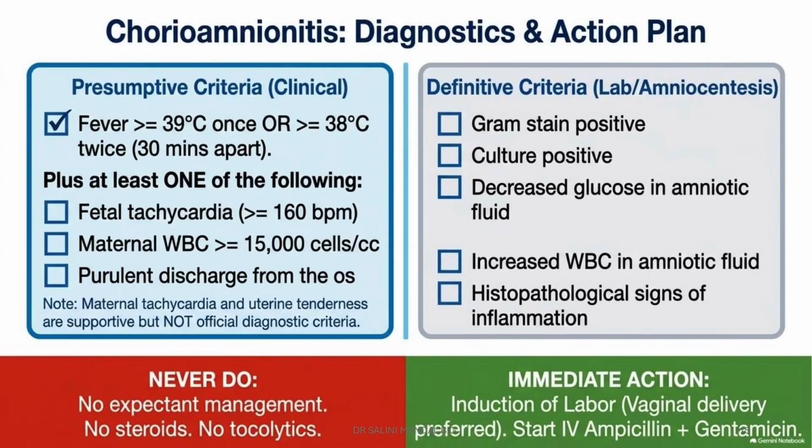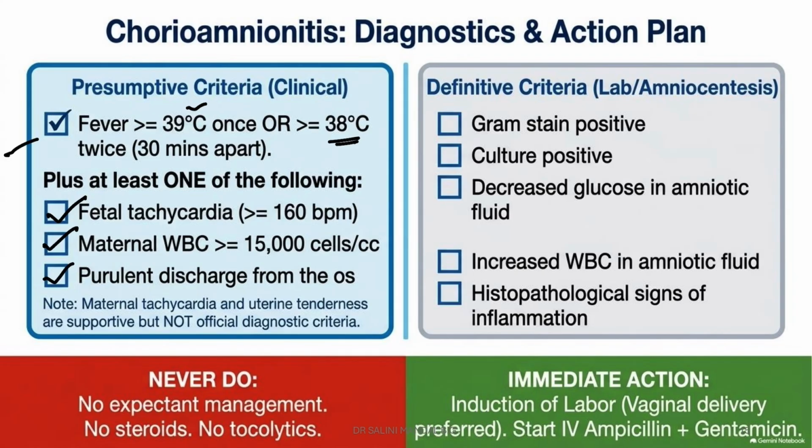Next is about chorioamnionitis. See, for chorioamnionitis, there are a few presumptive criteria and definitive criteria. Talking about the clinical ones: fever should be more than or equal to 39 degrees Celsius, or more than 38 degrees Celsius, but we have to check it 30 minutes apart. Plus, either there should be fetal tachycardia, or maternal WBC should be more than 15,000, or there should be a purulent discharge from the os.